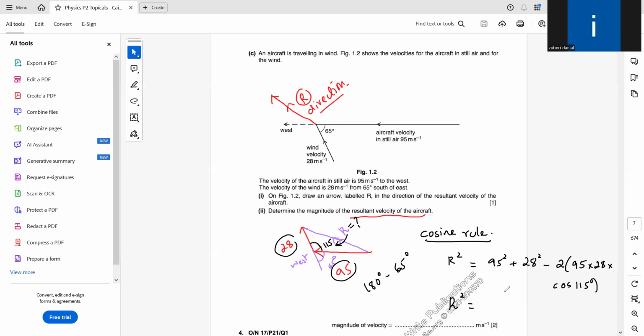Then I can find my R squared, and finally the R squared term comes out to be 12100, and then R comes out to be the square root of the answer. That's around 110 meters per second. Do you get this? Yes, sir. That is nice.